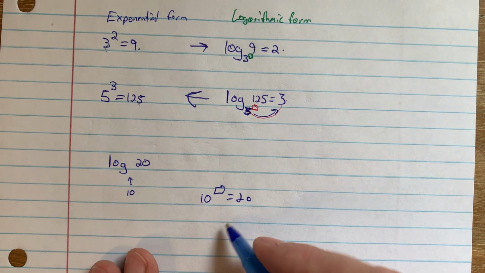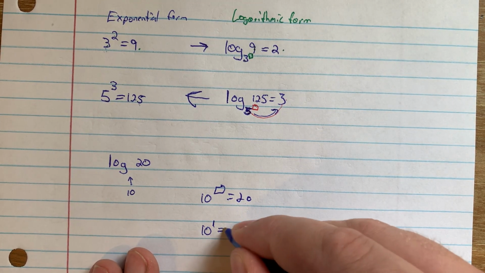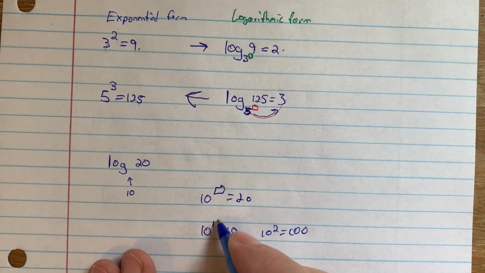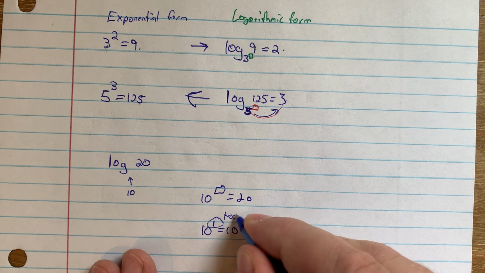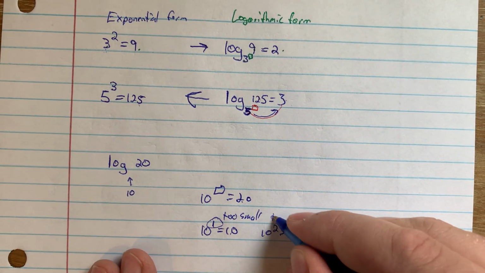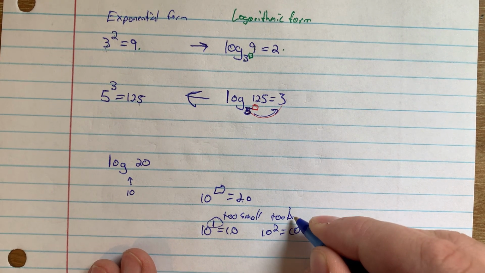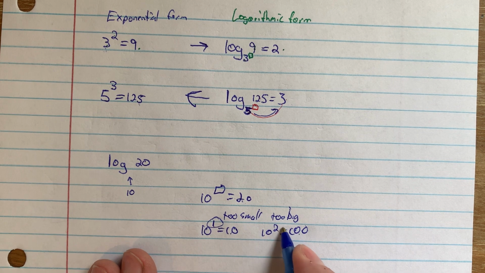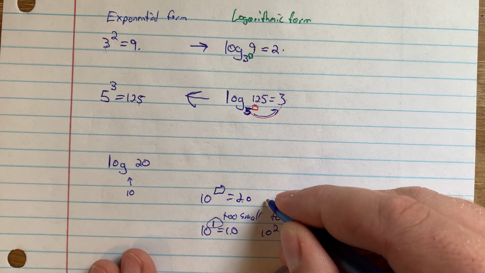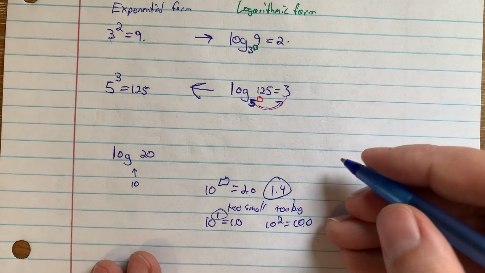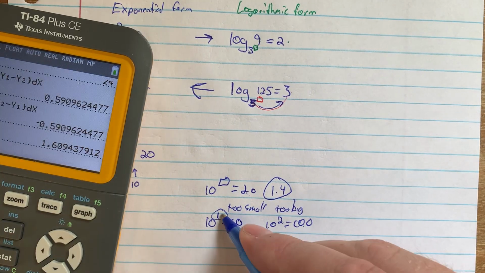And so we can estimate it by saying, look, okay, 10 to the 1 power is 10. 10 squared is 100. So this exponent is too small because 10 isn't 20 yet. And this one is too big, right? Because 100 is bigger than 20. And so the exponent has to be somewhere between 1 and 2. Like, I don't know, maybe it's like 1.4. I don't need you to be able to tell exactly what it is. You just need to know it's between 1 and 2.